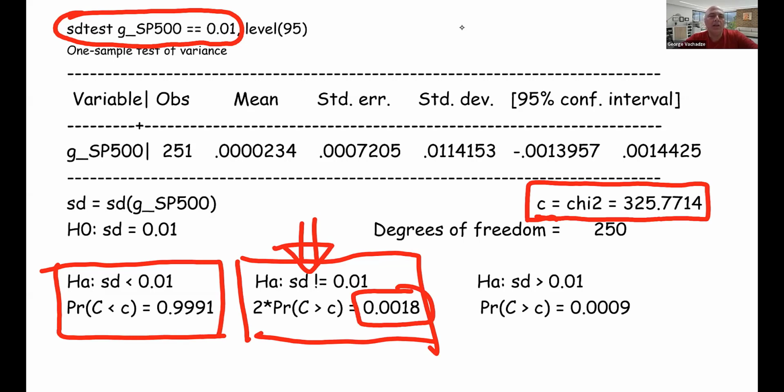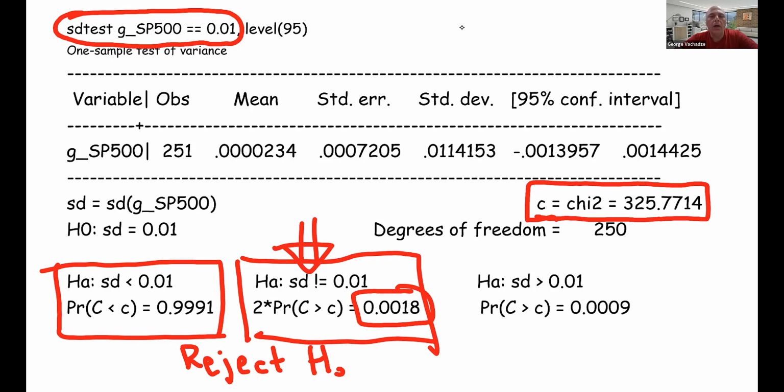That's why the data supports rejection of the H0 hypothesis. So we conclude that there is enough evidence to reject that the standard deviation of daily S&P 500 stock price returns is 1%.